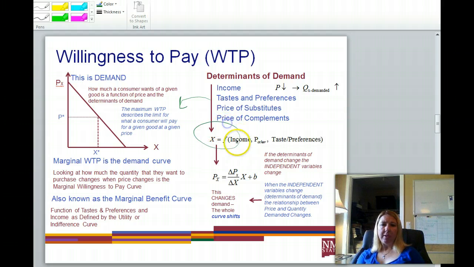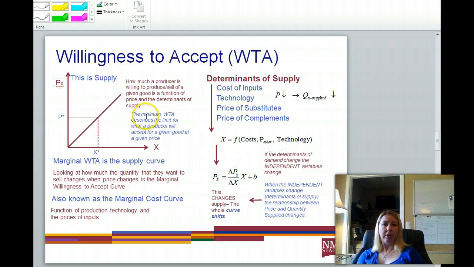This then gives us basically our demand curve right here, and our demand curve can be rewritten to look like this, where we have the price of X on the left-hand side, and that corresponds to our vertical axis up here. We have the quantity of X over here, and we have some choke price or intercept. Now, one other thing to keep in mind, all of the things that are on this side are what we call the dependent variables. These are the determinants of demand. So if any of these things changes, then we get a shift of the entire curve. If we're just looking at a different price, we move along the curve.